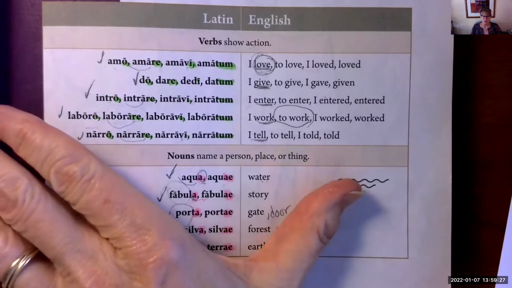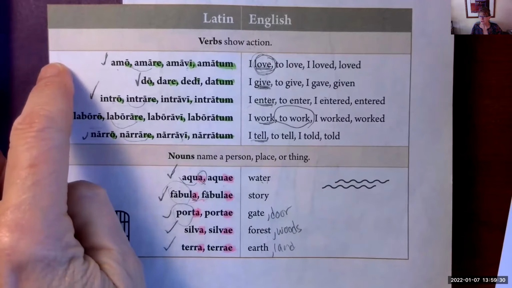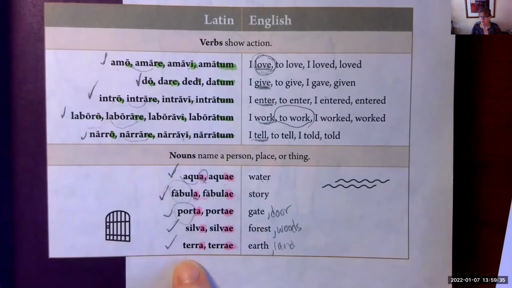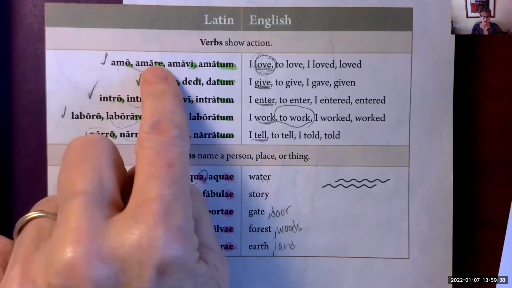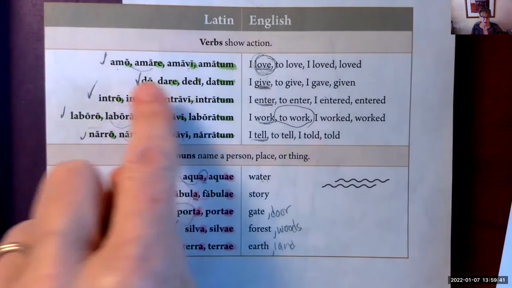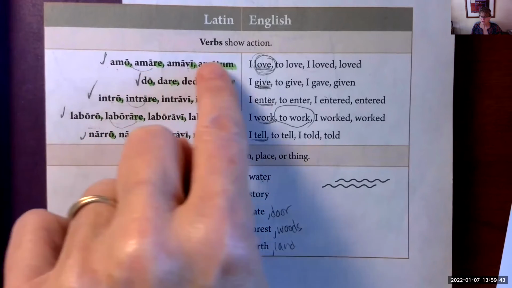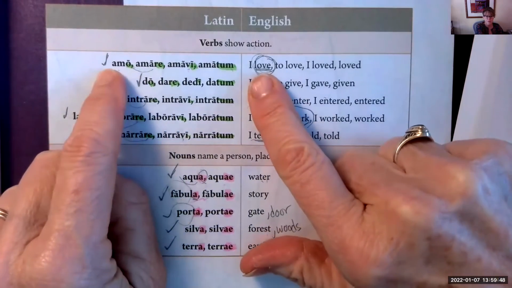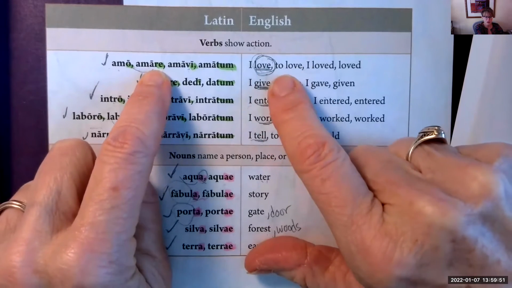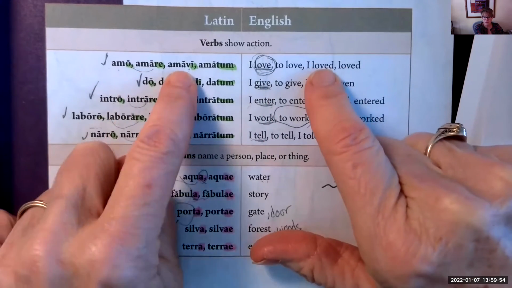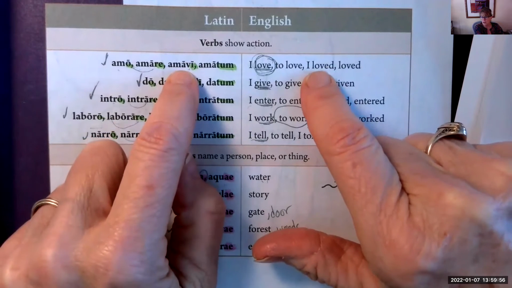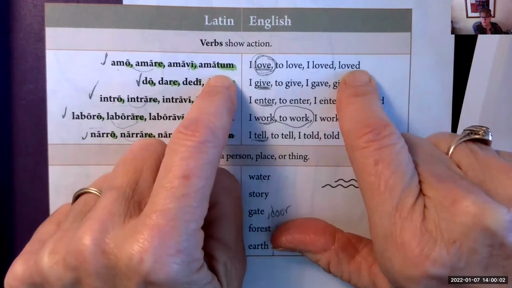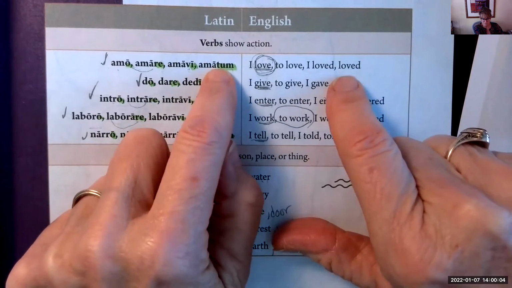If you look here on the screen, this is chapter 1 in Latin for Children, Primer A, and they have 5 verbs and 5 nouns. The verbs are listed with 4 principal parts, and each part has a specific name and a specific job. This means I love, amo. This is to love, amare. This third one means I loved, amavi. The V is pronounced as a W. And this is loved, amatum. This is the supine, the past participle.